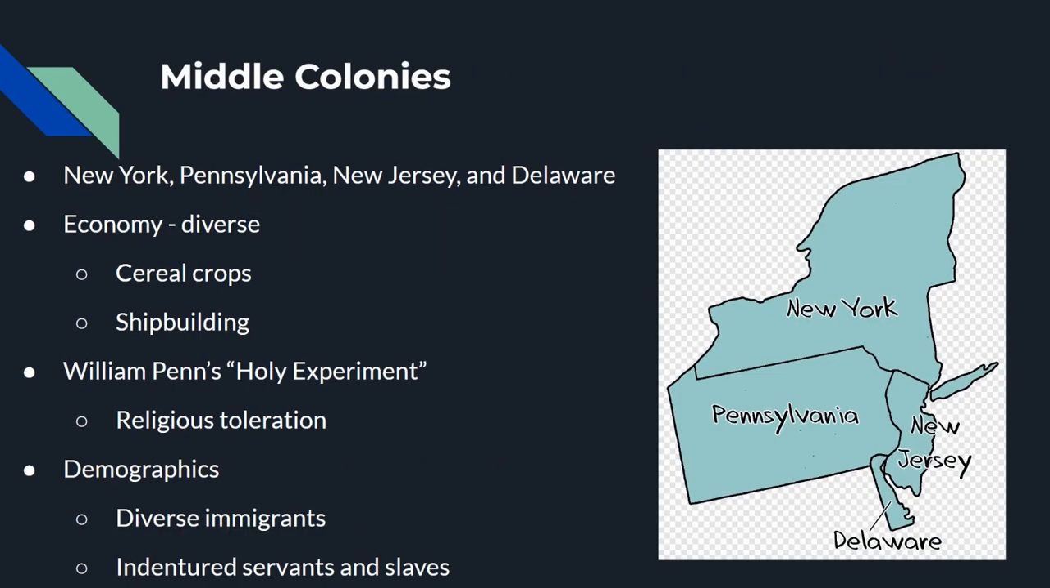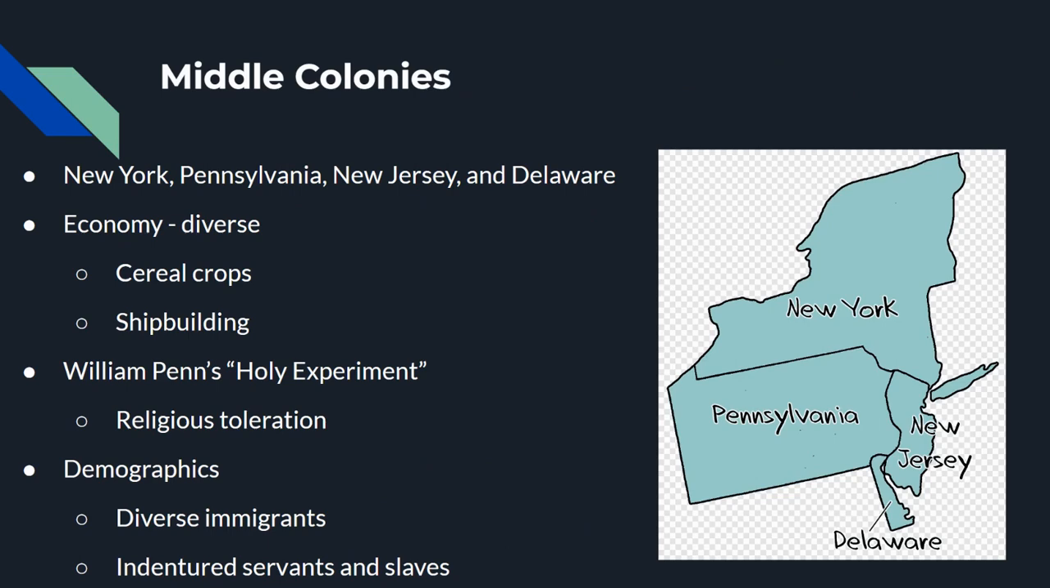All right, moving on from New England to the middle colonies. Now we're going to talk about New York, Pennsylvania, New Jersey, and Delaware mainly. It's important to understand the economy of each one of these regions, so make sure we get this. The economy of the middle colonies is diverse.